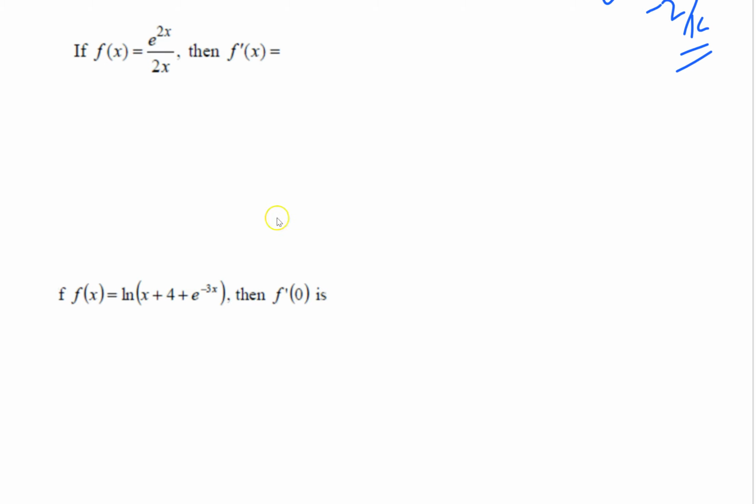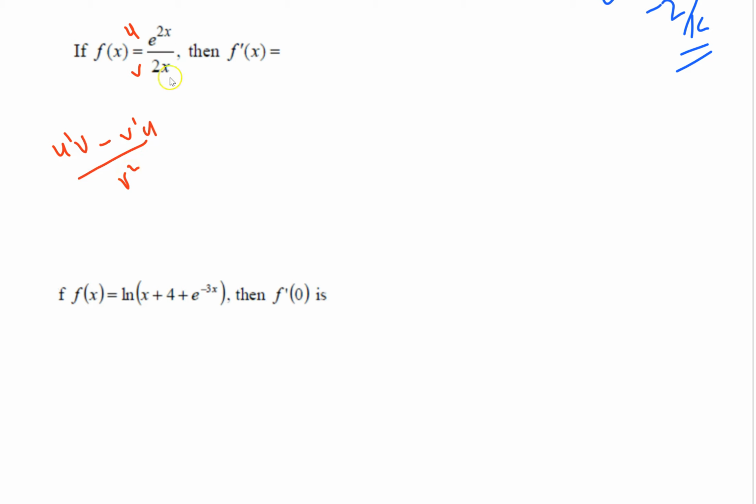This is an e problem. F of x equals e to the 2x over 2x, and then find the derivative. Now there's no shortcut to this one. All it is, it's a quotient rule, right? Remember the quotient rule is the derivative of the top times the bottom minus, flip it, derivative of the bottom times the top, all over the bottom squared.